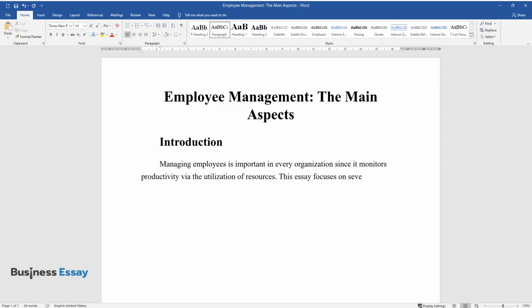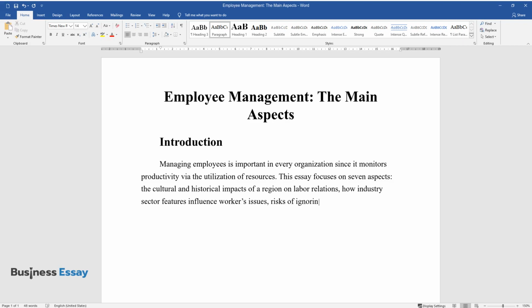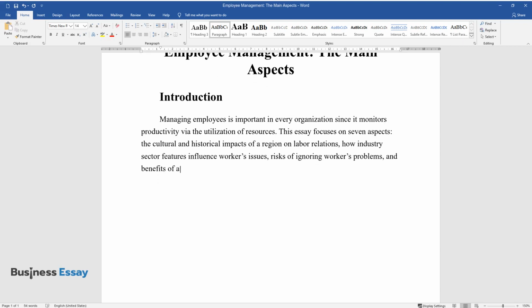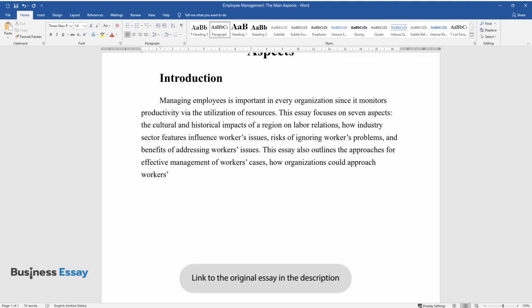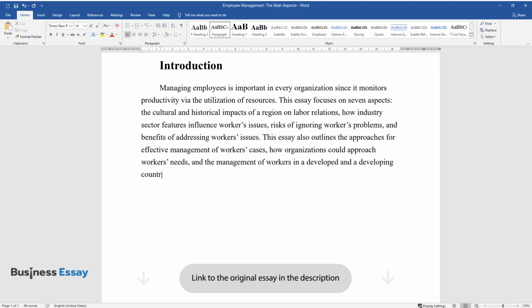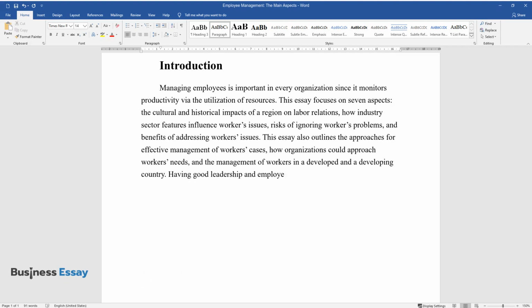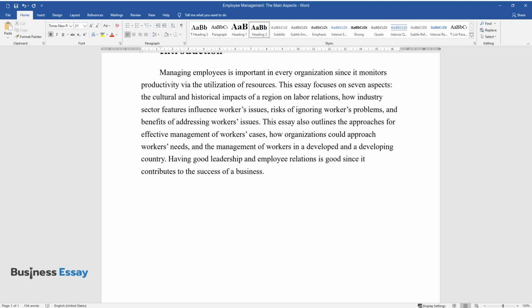This essay focuses on 7 aspects: the cultural and historical impacts of a region on labor relations, how industry sector features influence workers' issues, risks of ignoring workers' problems, and benefits of addressing workers' issues. This essay also outlines the approaches for effective management of workers' cases, how organizations could approach workers' needs, and the management of workers in a developed and a developing country. Having good leadership and employee relations is good since it contributes to the success of a business.